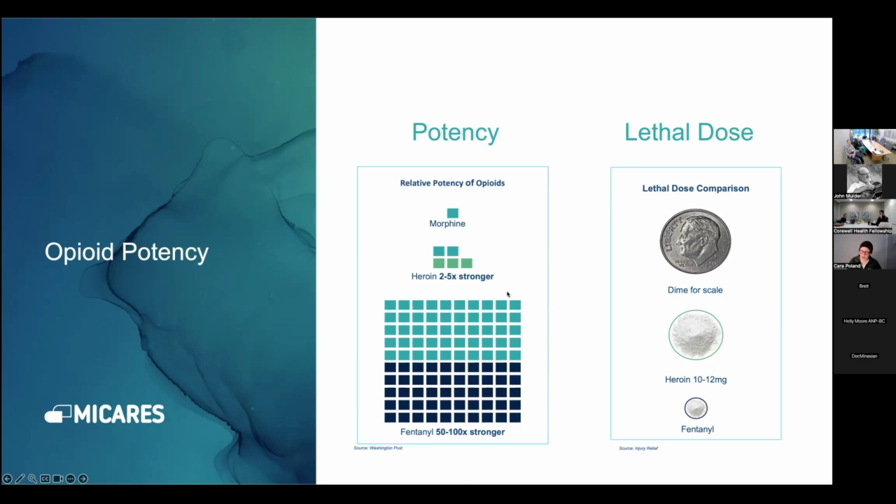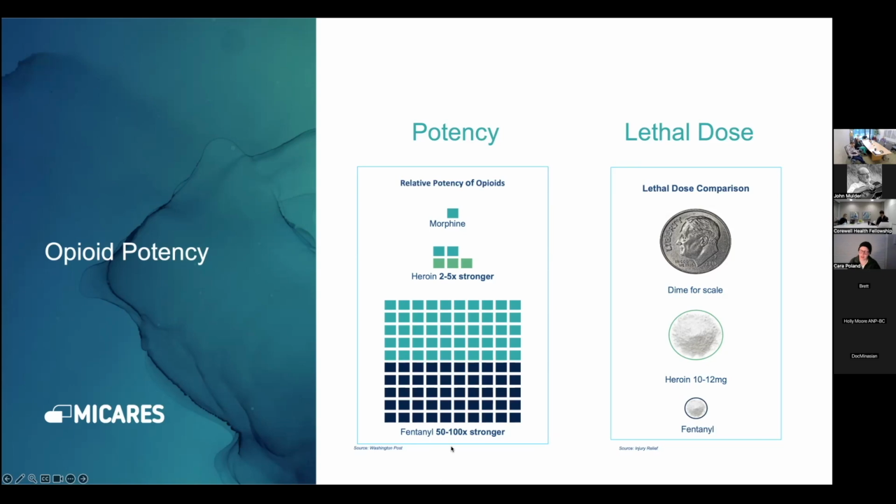We now live in a world of fentanyl. In West Michigan, about 97% of our heroin supply is actually fentanyl. So we don't actually have heroin anymore.